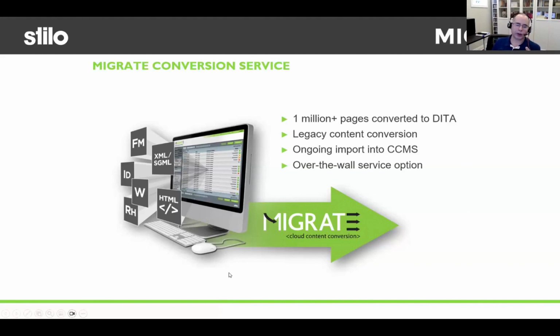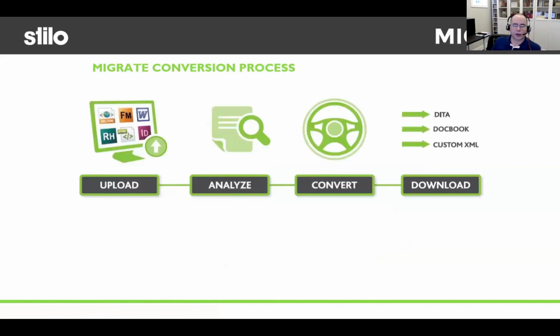So this webinar is really about transparency. We just want to show you how Stilo is able to get my content migrated to DITA so fast. How is that possible? And I want to show how that's done. So the conversion process for Migrate: you have the upload stage, analyze stage, convert and download. This is, again, very transparent, so we won't even know what's happening under the hood, let's put it this way. But I just want to explain to show how this is actually done.